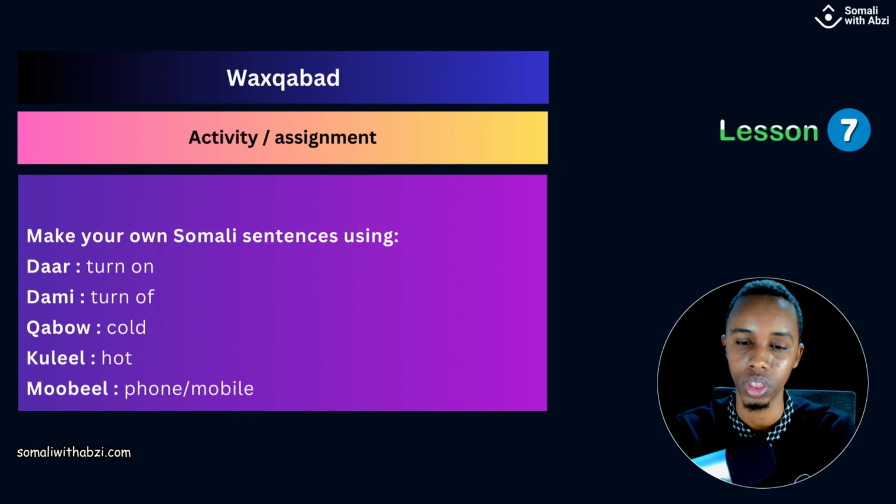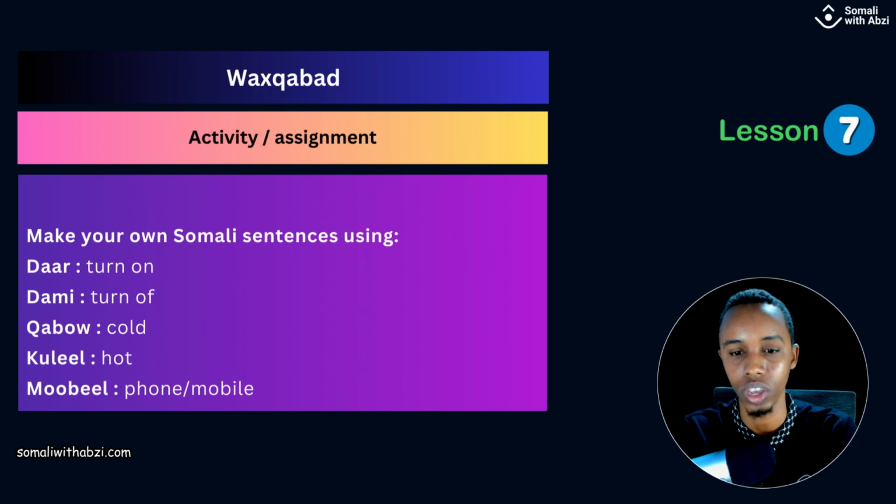And now we are in the last part of our class, which is always wahqabad, or activity or assignment. You're going to make your own Somali sentences using dar, demi, qabo, kulel, mobile. I hope you're going to make very good sentences and share with us on our Bro Somali WhatsApp group. And yeah, that's what you're going to do for today's class.